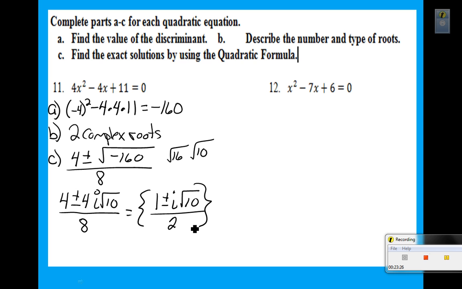So there's the lesson. I skipped number 12, 13, and 14 just for time. This video is already almost 25 minutes. But that's the steps of the quadratic formula. Get a great start on your worksheet. Hopefully you followed along. You can always rewind the video and watch it again if you'd like. So good luck on it.